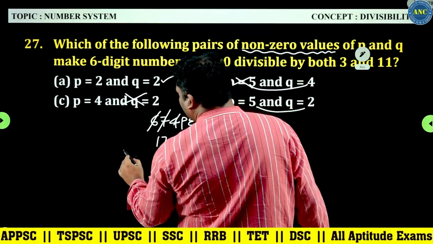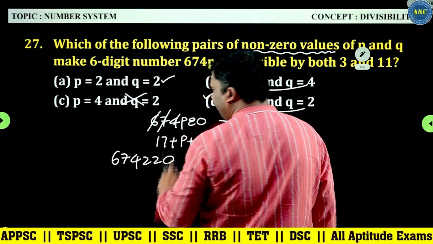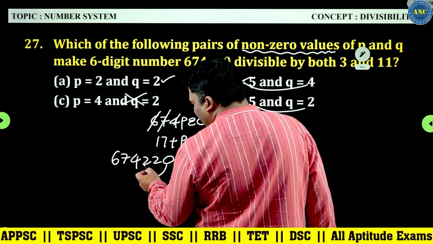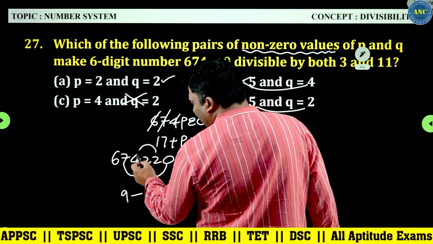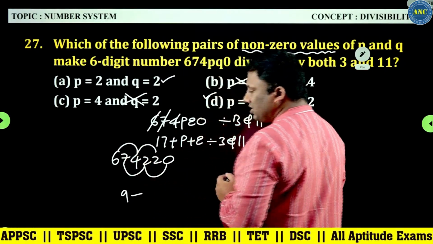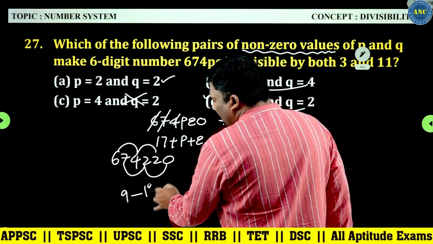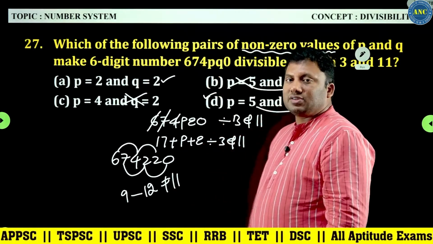If I take option A, 674220. Sum of even places, 0 plus 2, 2. 2 plus 7, 9, minus the sum of odd places. 4 plus 2, 6. 6 plus 6, 12. 9 minus 12. It is not divisible by 11.